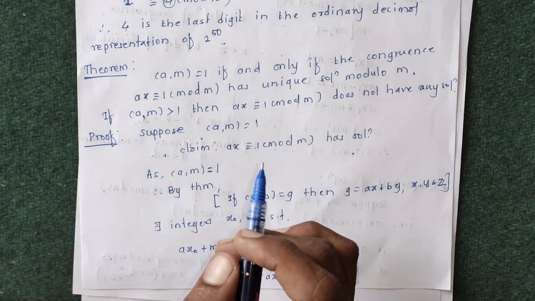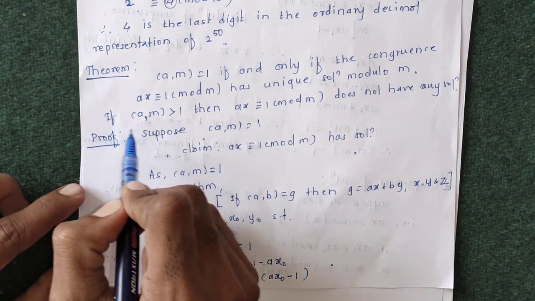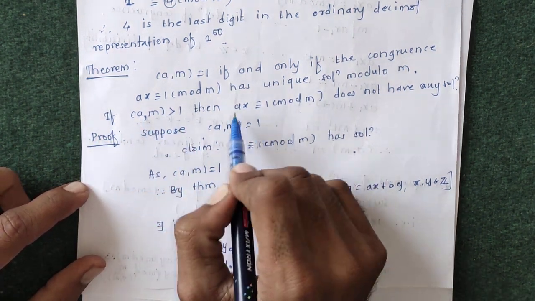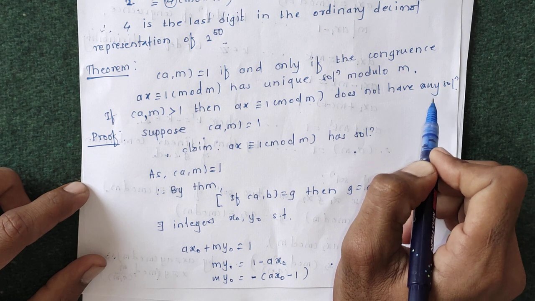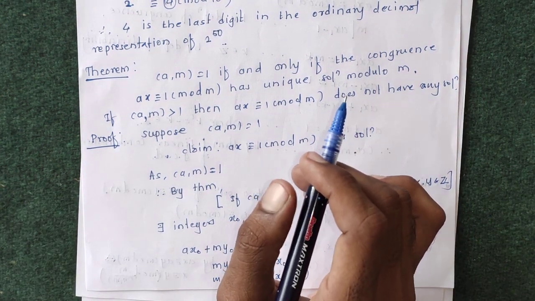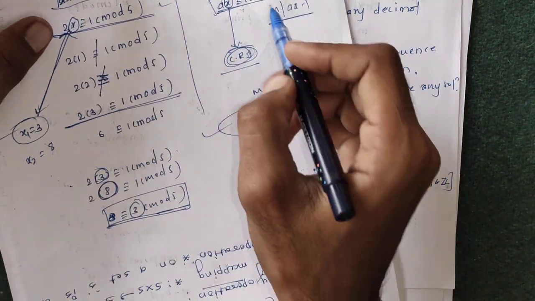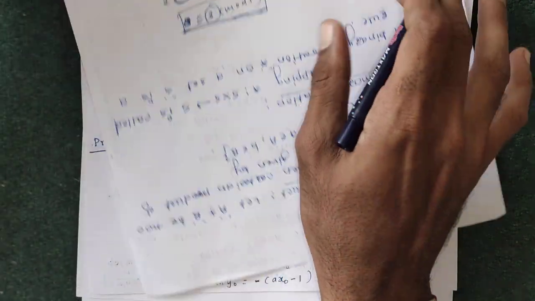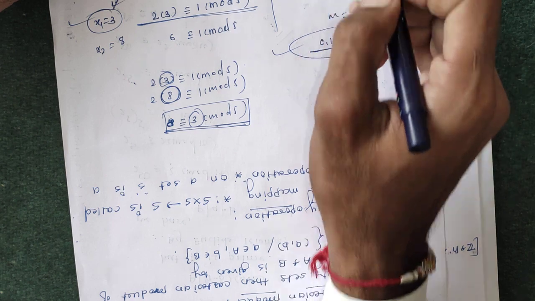And one other statement is given here. If GCD of a and m is greater than 1, then this congruence has no solution. We have seen an example previously. We took the example GCD of 2 and 6, which is 2, and then this congruence has no solution.